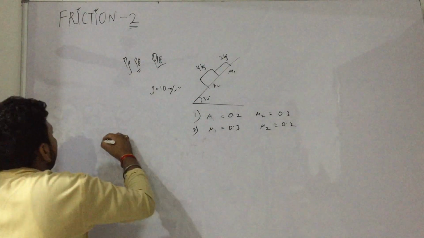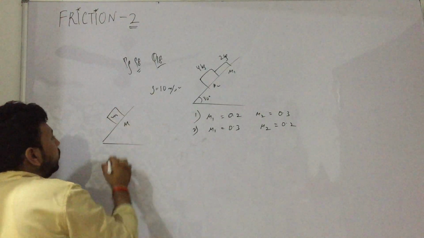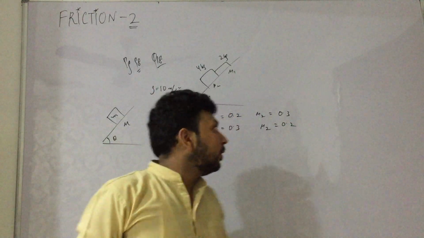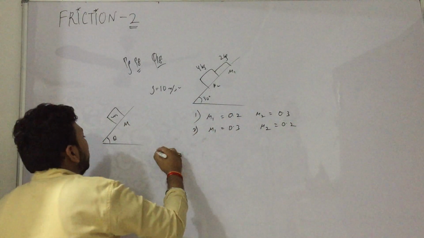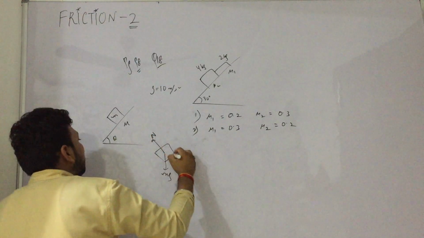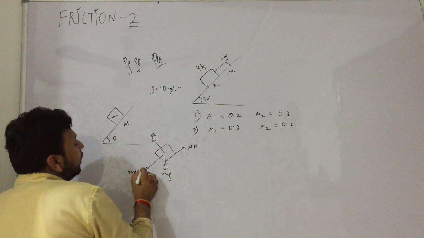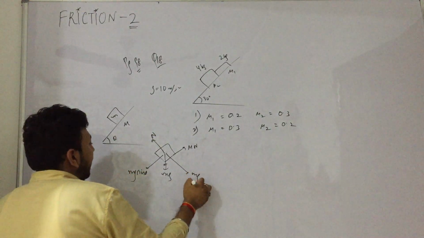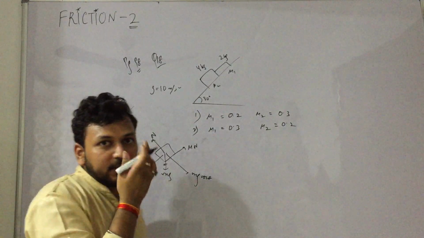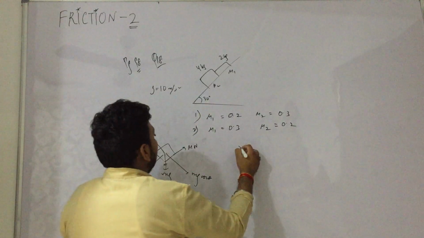So first of all, understand a concept. If there is a mass and there is mu, there is theta, let us find the acceleration of this block. So we draw the FBD: mg, normal, mu N. We resolve it: mg sin theta, mg cos theta, acceleration. So this is the FBD. It is very simple. We have understood in the previous classes how the equation goes.